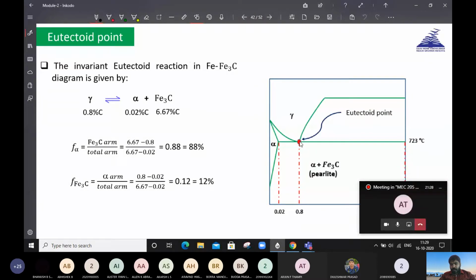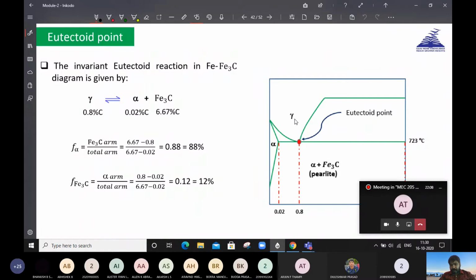Now again the question is, what is the composition of the various phases present at this point? The phases present at this point are gamma, alpha, and Fe3C. Now if I have taken 0.8% carbon in iron, only that will pass through this eutectoid point. So when you take 0.8% carbon in an iron carbon alloy and heat it above this point, it will reach the gamma phase.